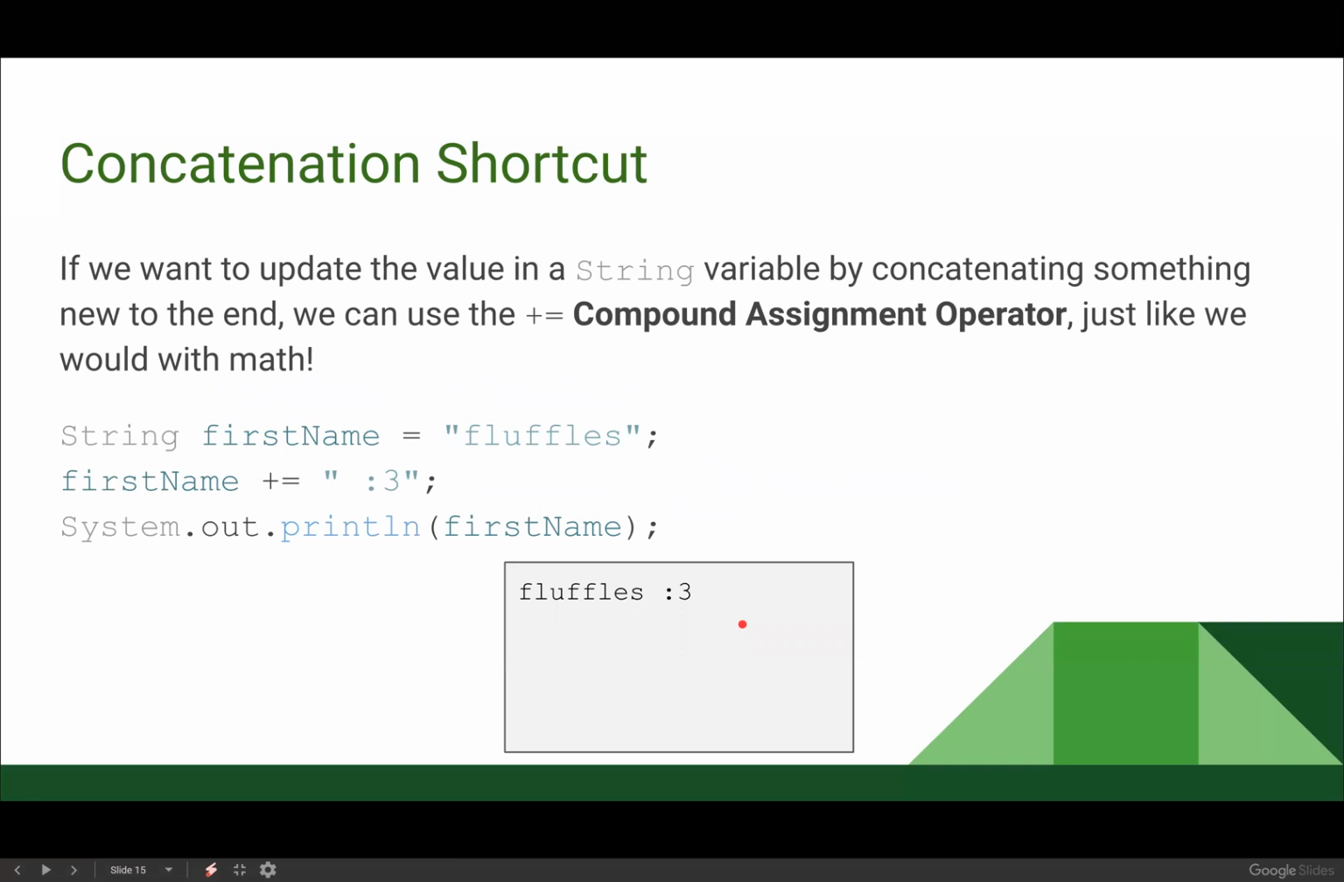If you want to update the value in a string variable by concatenating something new to the end, you can use the plus equals compound assignment operator, just like you would with math. So if I make first name equal Fluffles once again, and I make first name plus equals space :3, give it a little cat face, and I print first name, that will totally work. Plus equals works with strings just like it does with numbers.